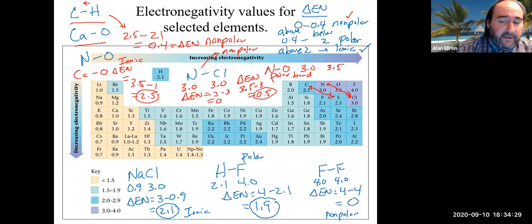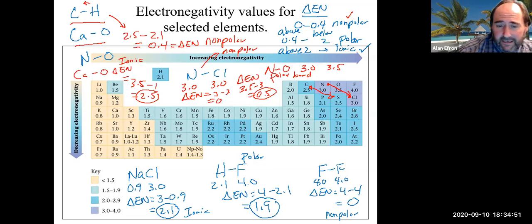So it is definitely possible to have two different elements that have the same electronegativity value, and they would make a nonpolar bond. If you have two elements that are the same, it's a pretty safe bet it is going to be a nonpolar bond.